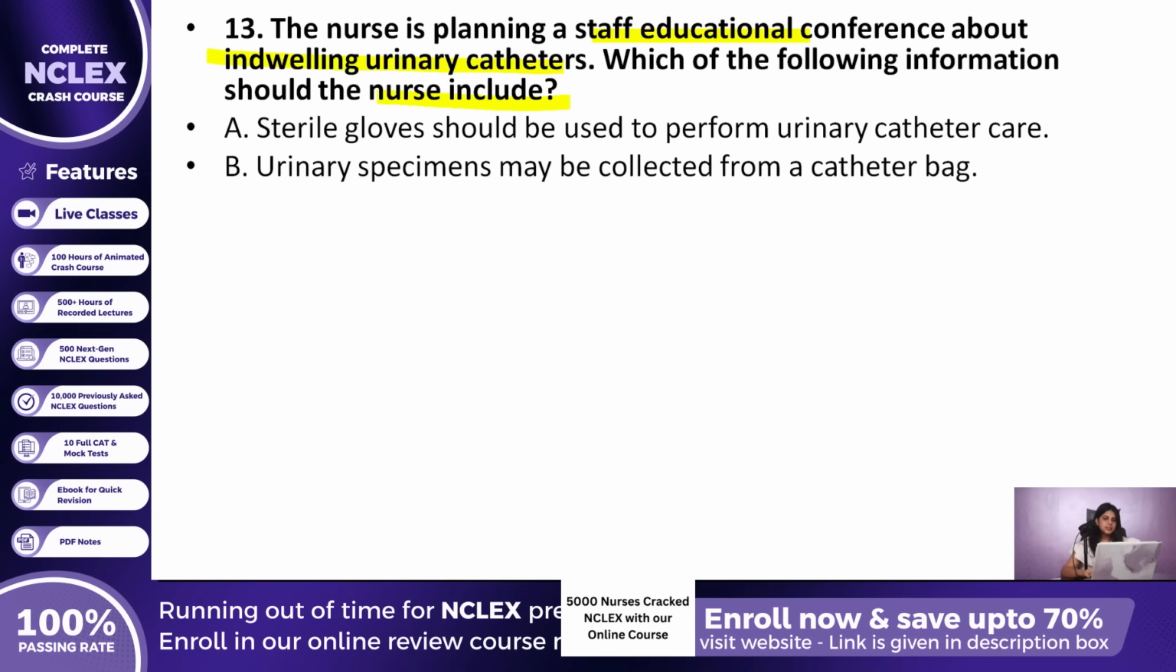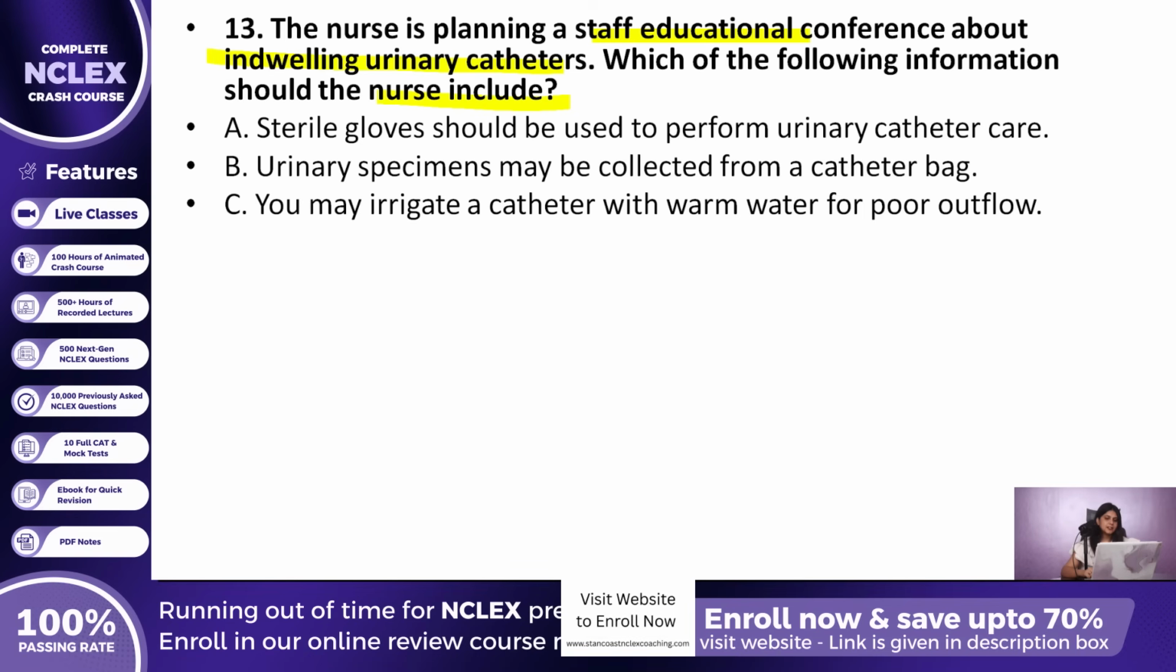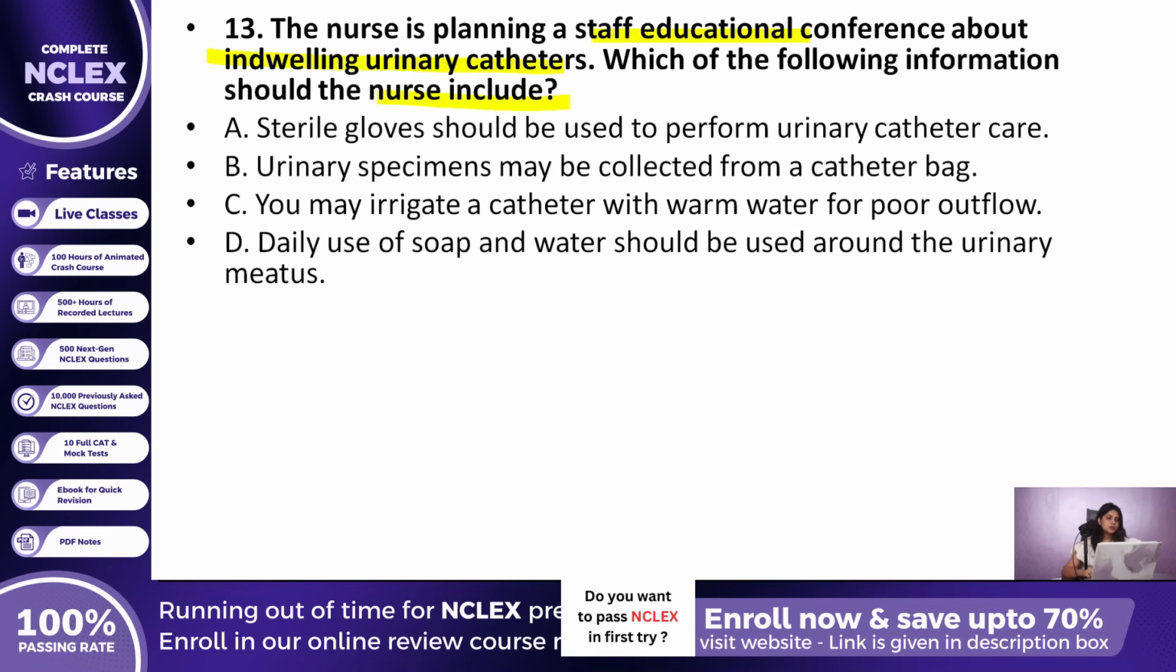Option B, urinary specimens may be collected from a catheter bag. Option C, you may irrigate a catheter with warm water for poor outflow. And option D, daily use of soap and water should be used around the urinary meatus. The correct answer is option D.